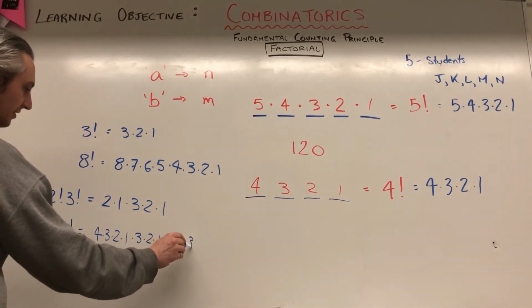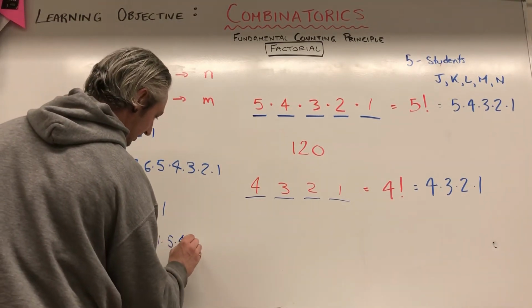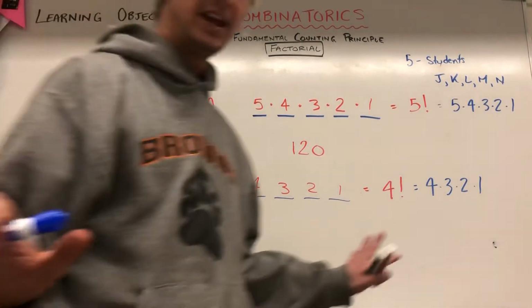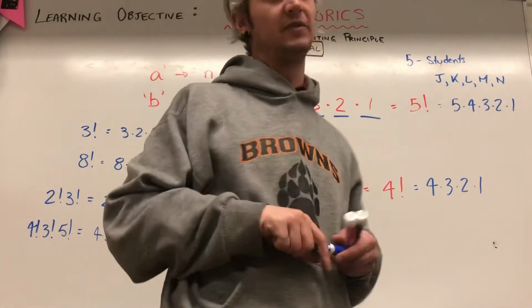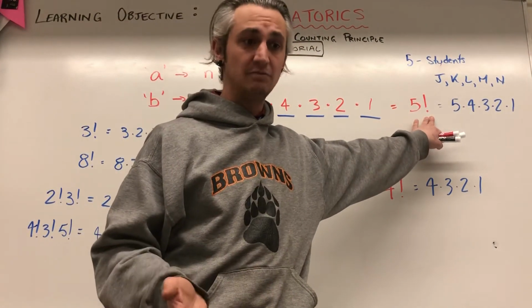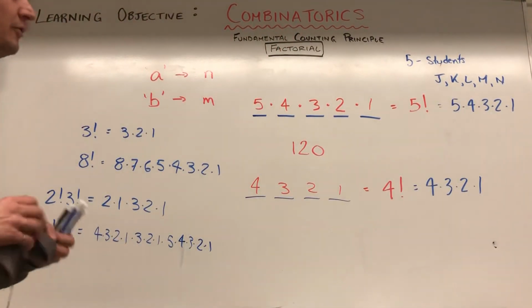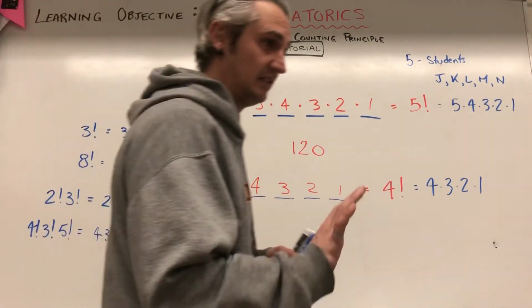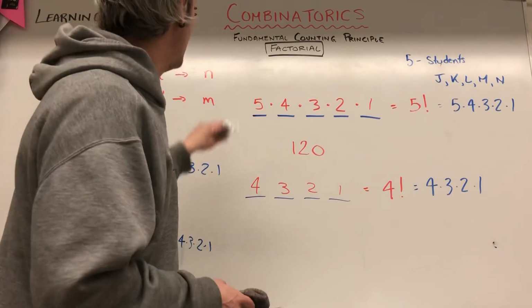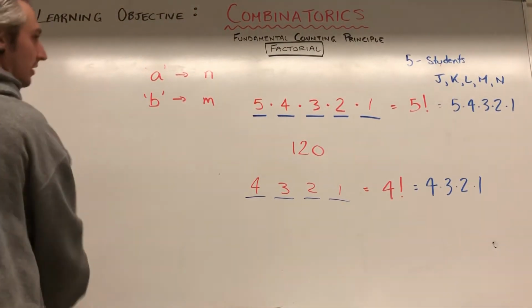4 times, what the heck is that? Times 4, times 3, times 2, times 1. Big number. Okay? That is factorial. It's a new operational sign. Just like multiplication and division, factorial is a mathematical symbol that we use quite often. So those are the fundamentals. That's what we just need to acknowledge: the fundamental counting principle here and factorial, which is shorthand.